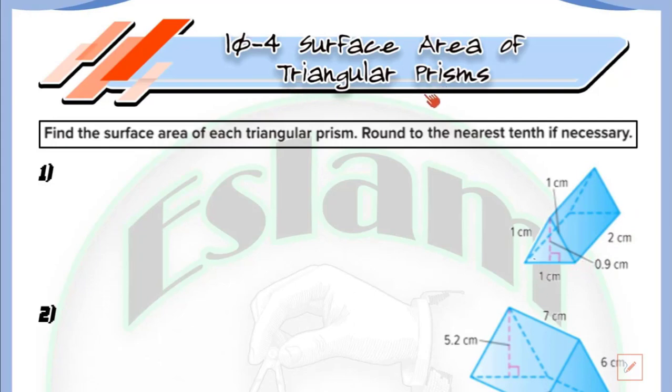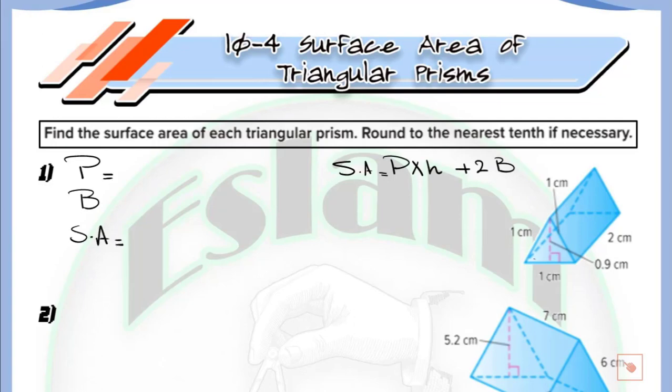To find the surface area of any prism, even if this prism is triangular or rectangular, we will use the formula: surface area is equal to the perimeter of the base multiplied by the height, which is the height of the prism, the line segment joining between the two opposite bases, plus 2 multiplied by the area of the base. So number 1, we need to find the perimeter of the base. Number 2, we need to find the area of the base. Number 3, we will find the surface area.